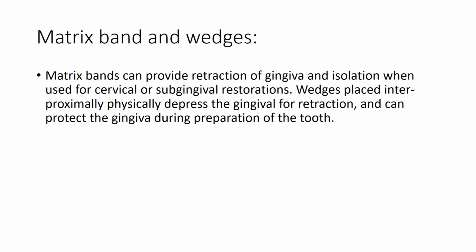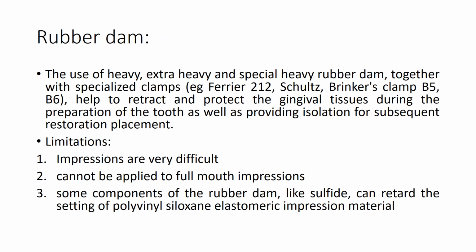We can use matrix bands or mylar strips, or we can even keep a protective instrument like a chisel in the interproximal space to prevent damaging the adjacent teeth. Then we can also use rubber dams for tooth preparation, but it is not very easy. Some people have used it, but it is generally not recommended. But in cases of anterior teeth, for a veneer or a few crowns, we can use rubber dams. A thick, heavy duty rubber dam can be used.